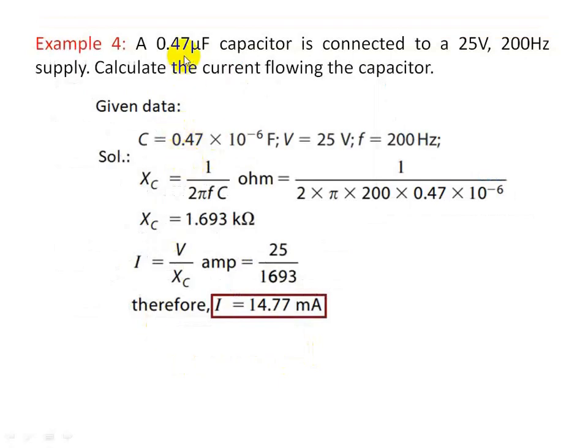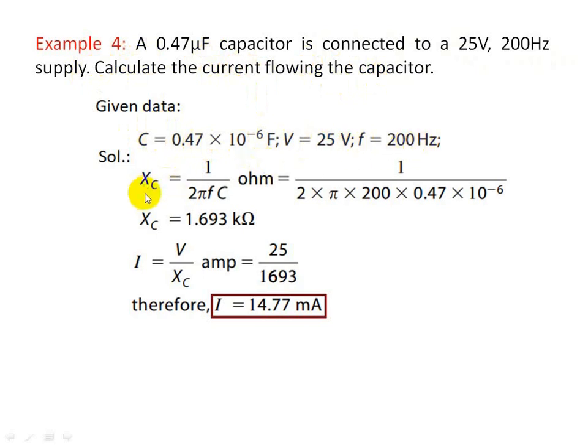Here we will see this problem. A 0.47 microfarad capacitor is connected to a 25 volts, 200 hertz supply. Calculate the current flowing in the capacitor. The data given in the problem is C is 0.47 microfarad and voltage is 25 volts. This is the supply voltage, and the supply frequency is 200 hertz.